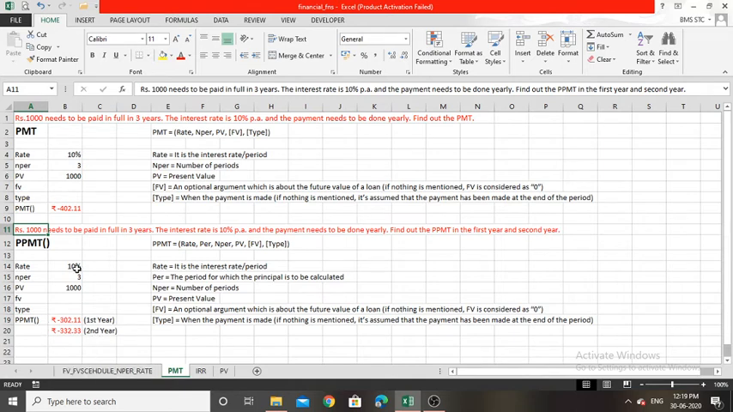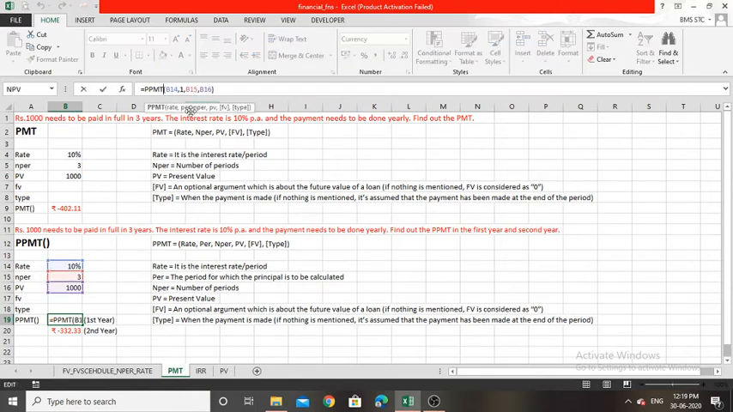To calculate that we should use PPMT. PPMT also has these arguments. So rate, it's 10%, NPER is 3. So we have to find out the first year, second year. Okay. And PV is the present value, that is 1000. FV we don't have, type we don't have either.